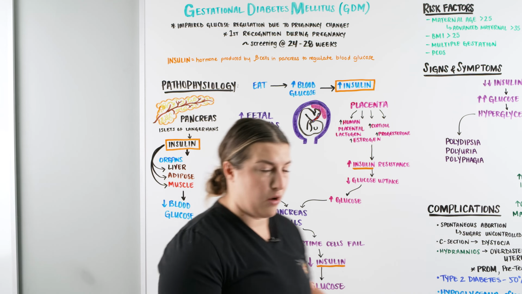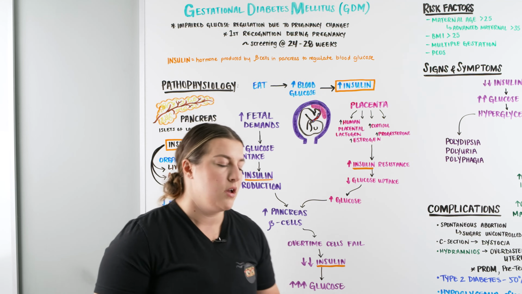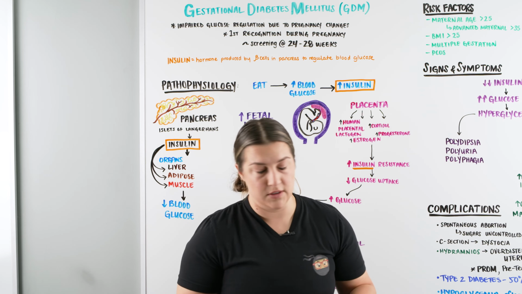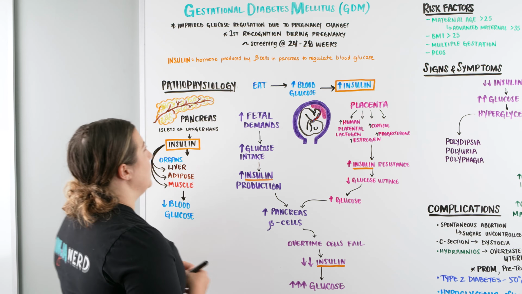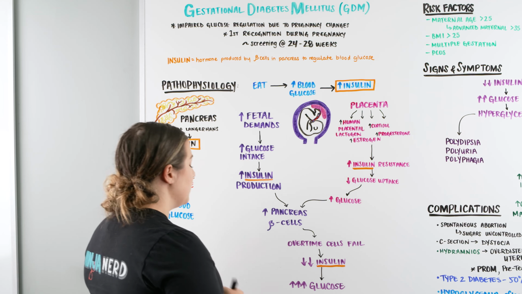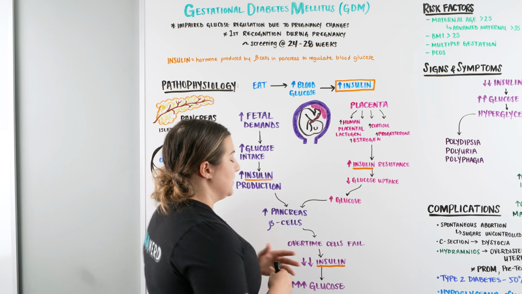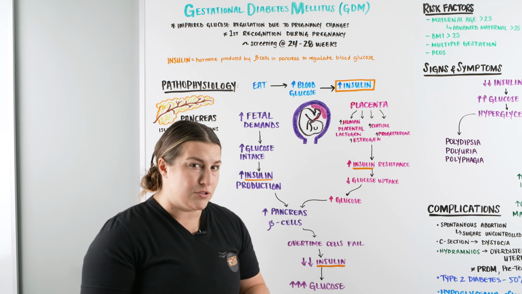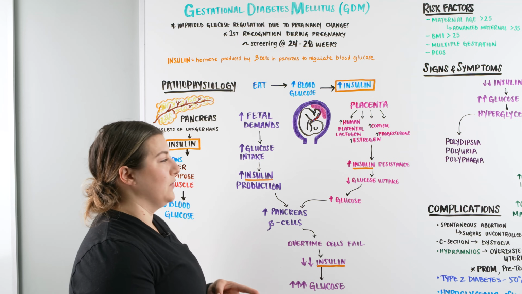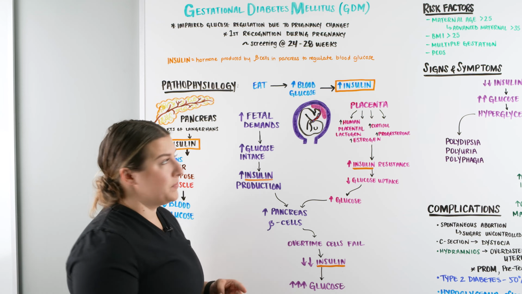So how do we figure out that this person has gestational diabetes? What's going on? What's the screening process? And typically we do get screened around 24 to 28 weeks, but the whole goal of this lecture is to understand what gestational diabetes is and how does this influence not only mom, but also baby.